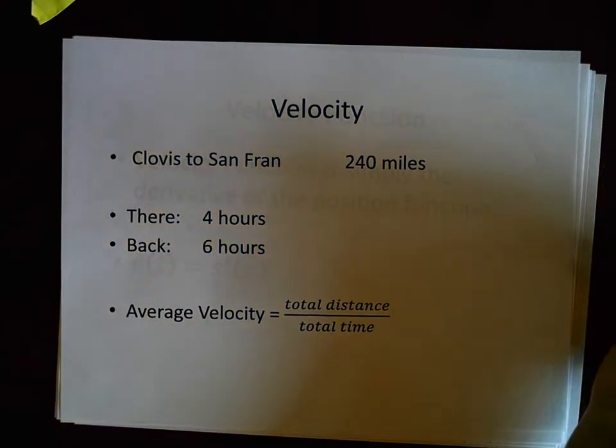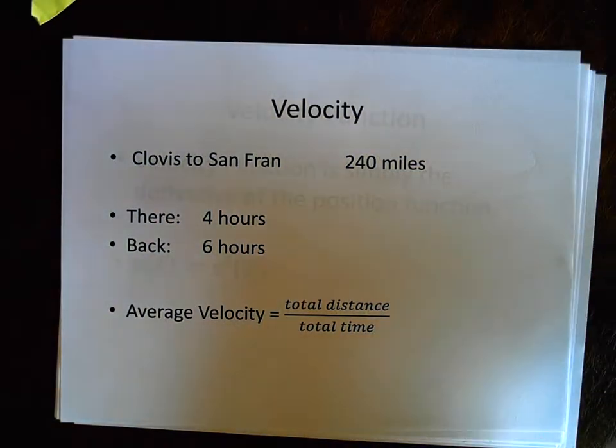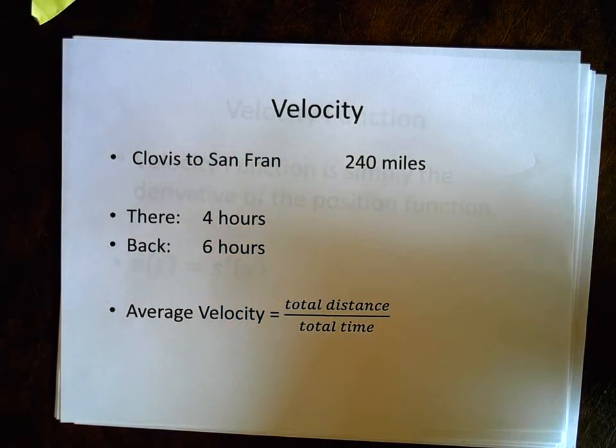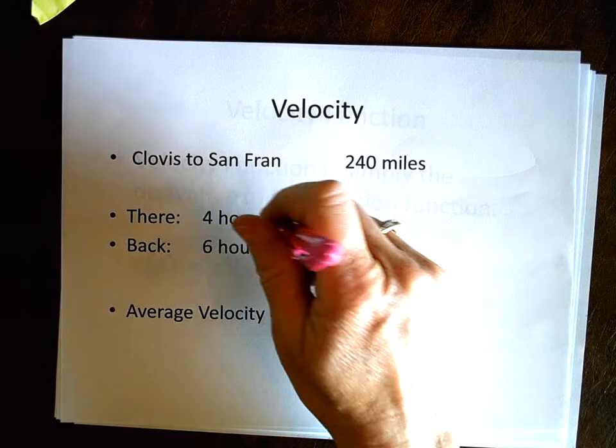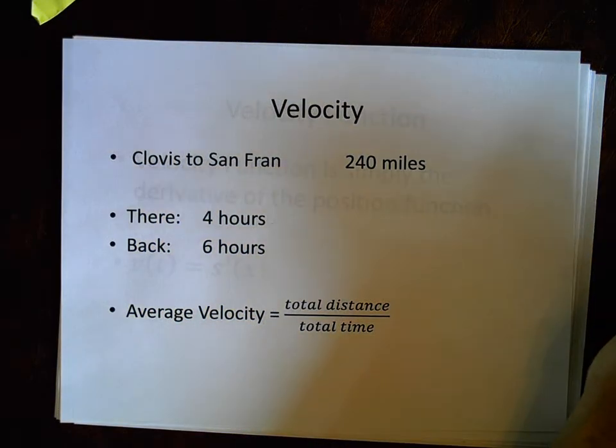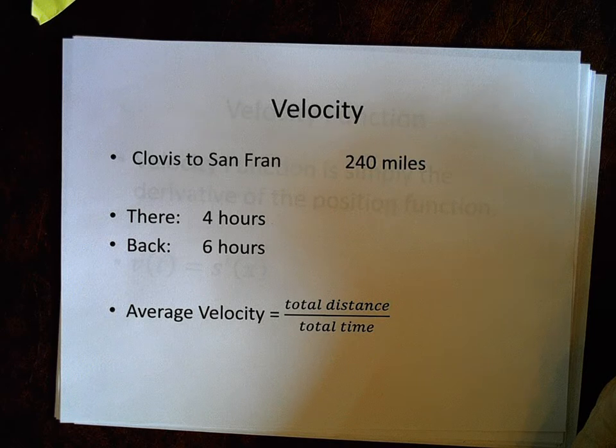Okay, so now we're going to go through velocity. So let's say, I know we can't travel right now, but let's say we're going Clovis to San Francisco. And let's say it's 240 miles away. And let's say on the way there, it takes us 4 hours to go there. On the way back, we hit traffic coming out of the city, and it takes us 6 hours.